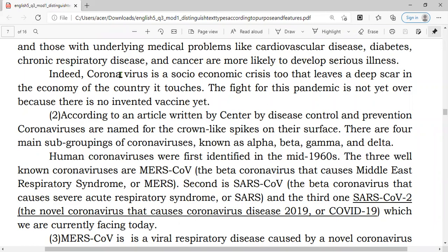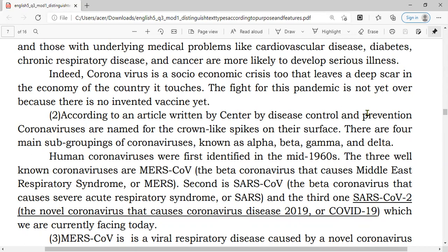Okay, so indeed, coronavirus is a socio-economic crisis too that leaves a deep scar in the economy of the country it touches. The fight against this pandemic is not yet over because there is no vaccine invented yet. There's no invented vaccine yet, but for now, at present, vaccination has already started in other countries. So that's our paragraph number 1.